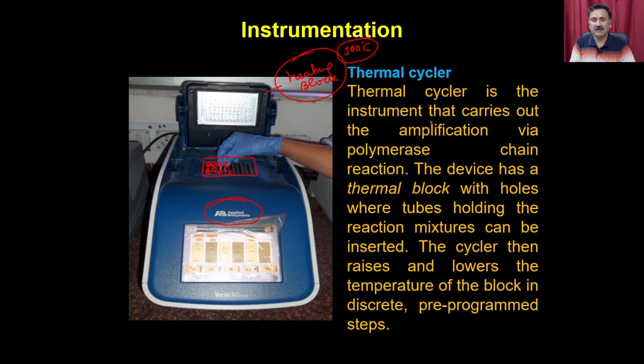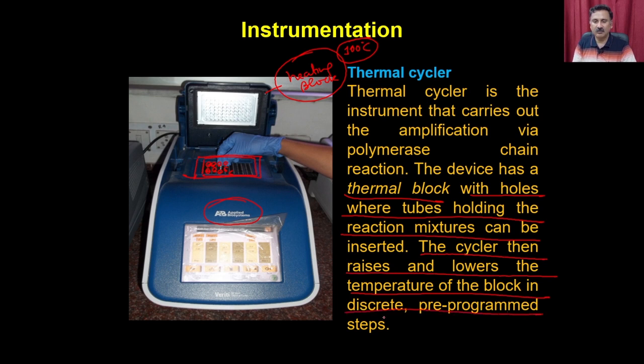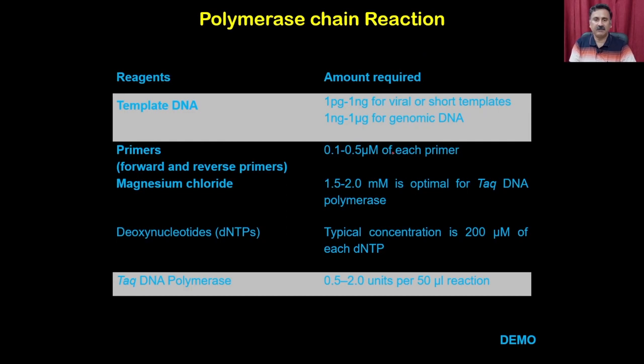The thermal cycler is the instrument that carries out the amplification by polymerase chain reaction. The device has a thermal block. So this is a thermal block, right? What you see with the holes is where tubes holding the reaction can be placed. The cycler then raises and lowers the temperature of the block in discrete pre-programmed steps. And then you have to set up the reactions.